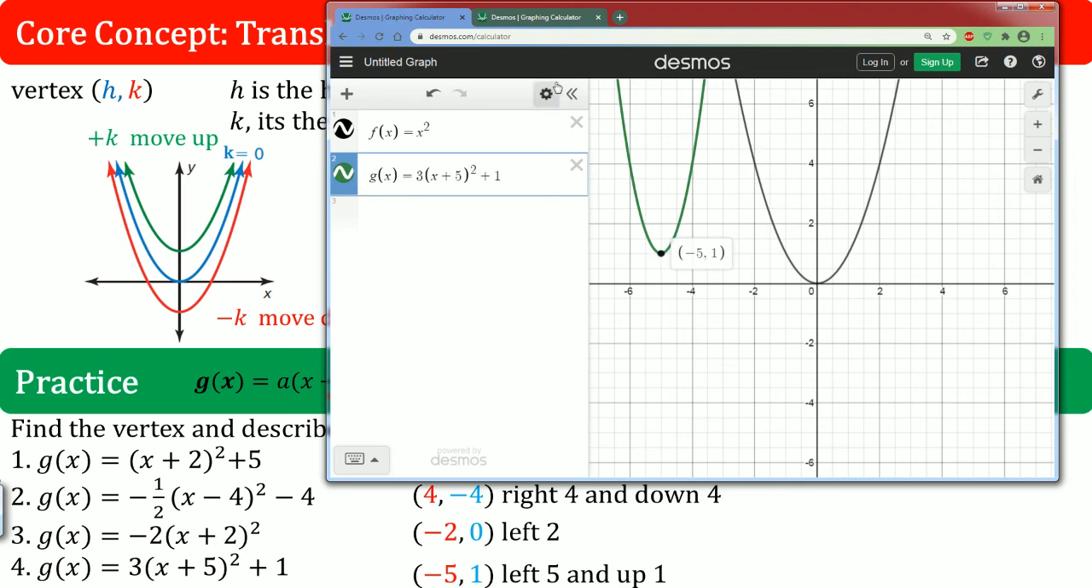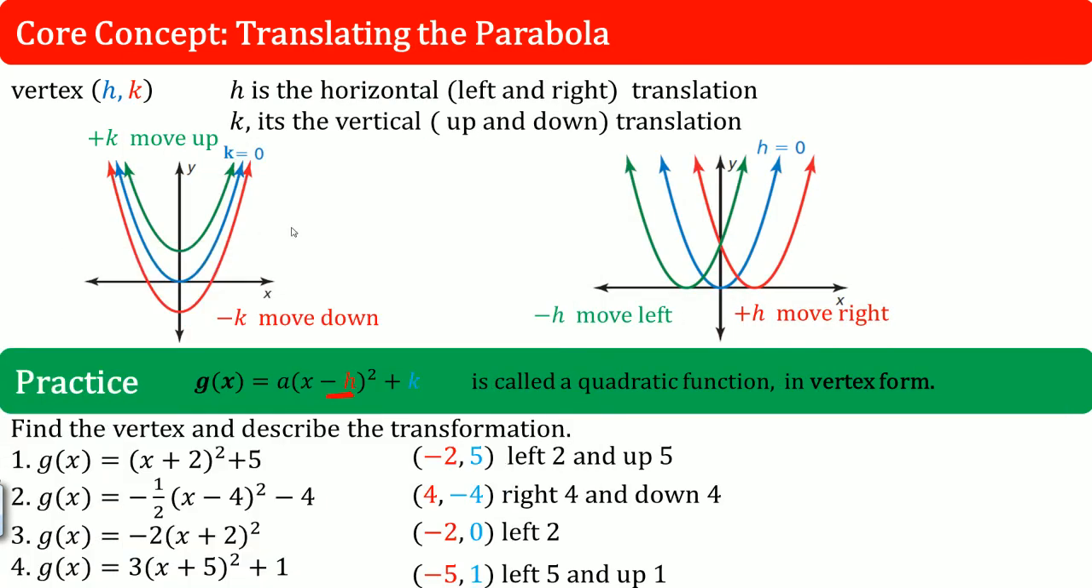So there you go. The h and the k affect the translation of the parabola. It tells us where we're moving. H tells us whether we're going left or right, and the k tells us whether we're going up or down. There you go. Those are your transformations of a parabola.